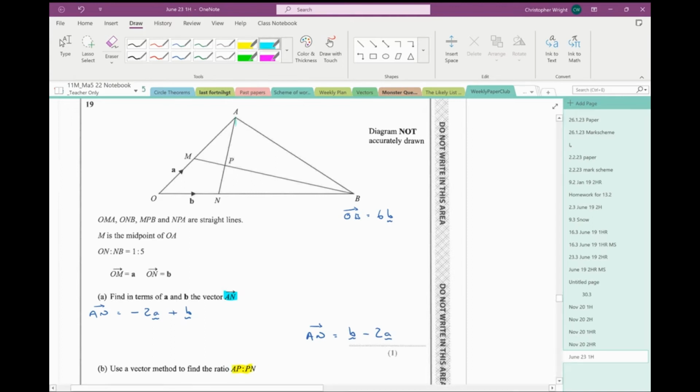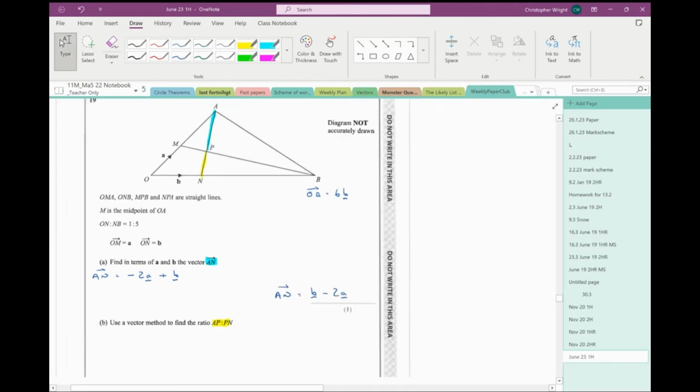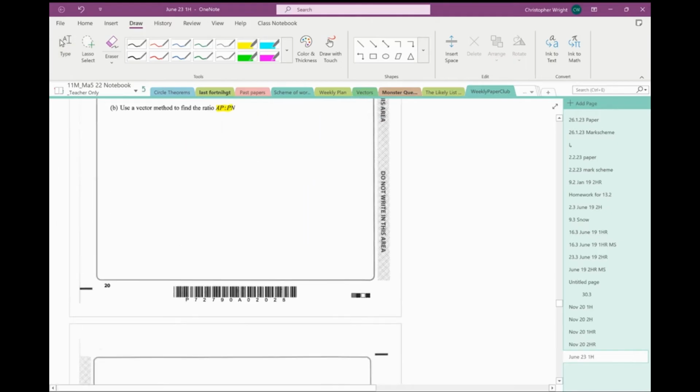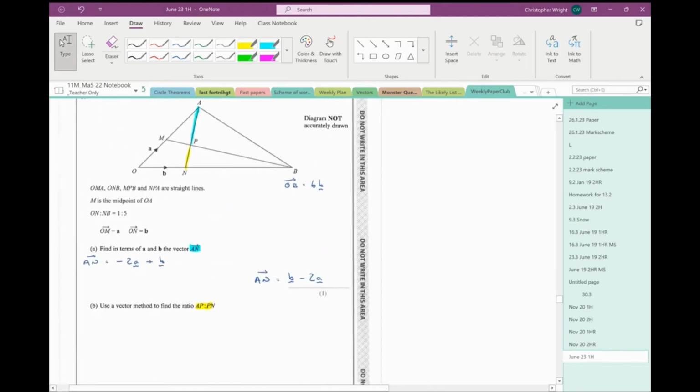Okay, use a vector method to find the ratio AP to PN. That's the ratio of AP to PN. Okay, now I'm going to do this by finding two expressions for the vector OP, O to P. I'm going to go from O to P in two different ways. The first way is going to be the way that's been hinted at by part A.